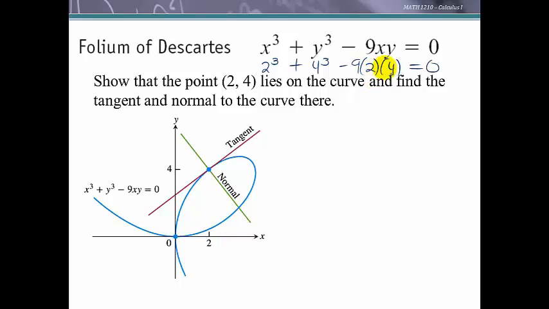And then if we multiply this, negative 9 times 8 is negative 72. So we can see that that does in fact equal 0. So the point (2, 4) does lie on the curve. If we want to find the tangent there, well, first of all, we have a point, but we need a slope to find this tangent. So we would need to know the slope of the tangent at this point (2, 4).